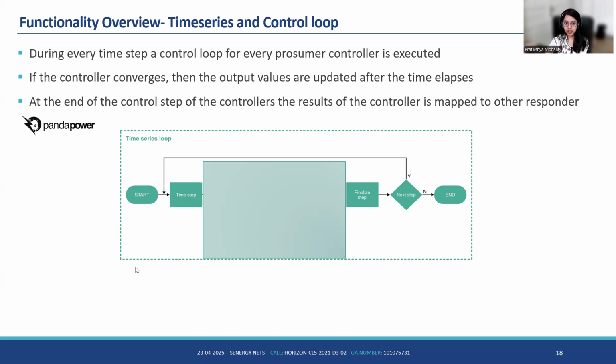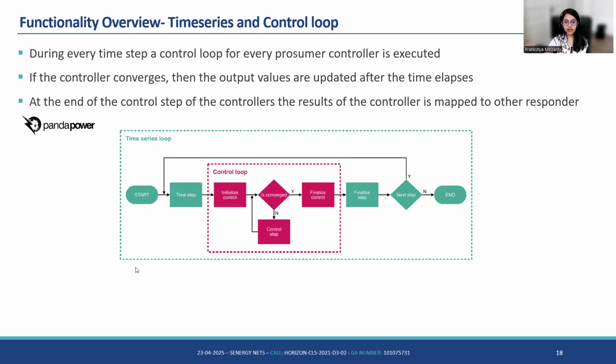It's important to mention that the time series and control loop functionalities in Panda Power are very tightly coupled, which means that the control loop can be embedded inside the time series loop. And what happens inside this control loop is that there is a general controller, which can be something called a constant profile controller. What it does is it takes the time steps and the data source and generates a time series output. If it achieves convergence, it finalizes its control and goes to the next time step.